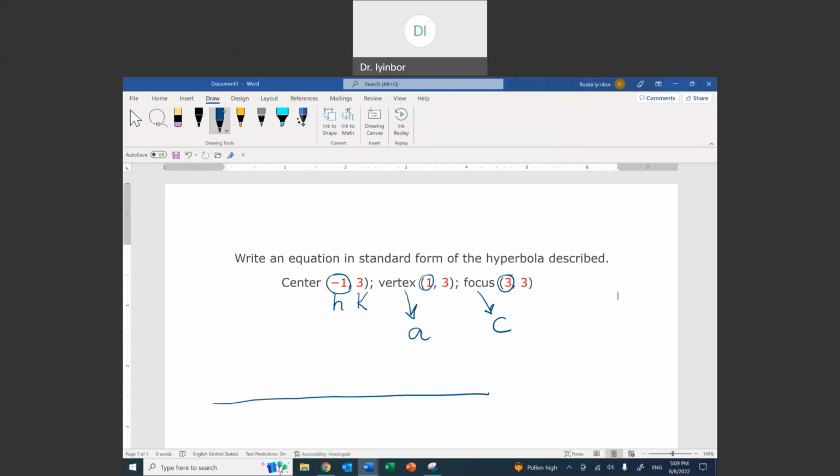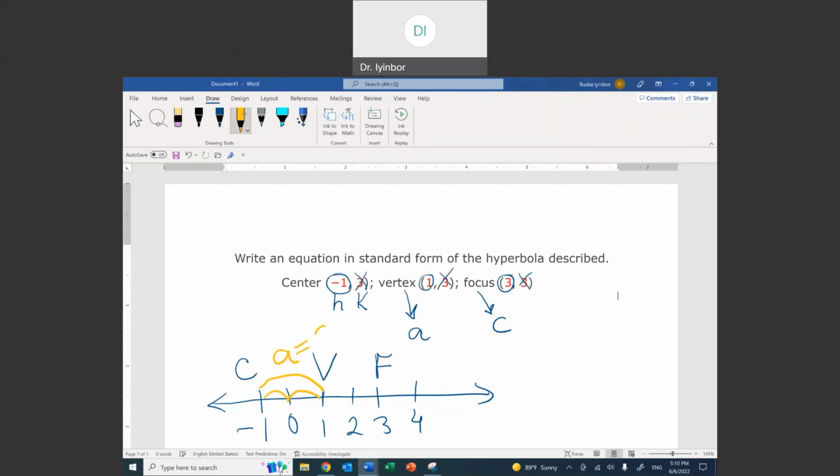So center is at -1. And then the number line goes 0, 1, 2, 3, 4, and so on, right? Now center is at -1, vertex is at 1. So this is the vertex, and the focus is at 3. The second number 3 doesn't matter because that is the y coordinate. You're just going to count on the x-axis. Starting with A, A is from center to vertex, right? So how many steps? 1, 2. So A is going to be 2.